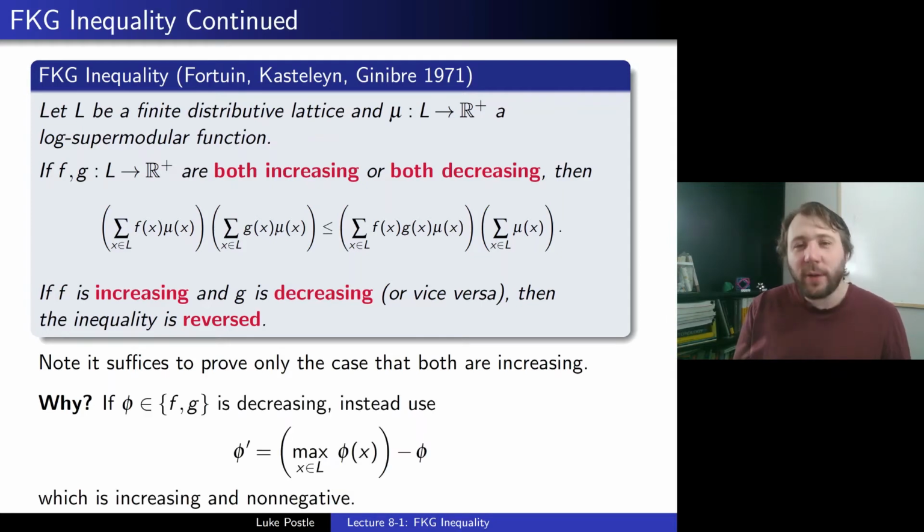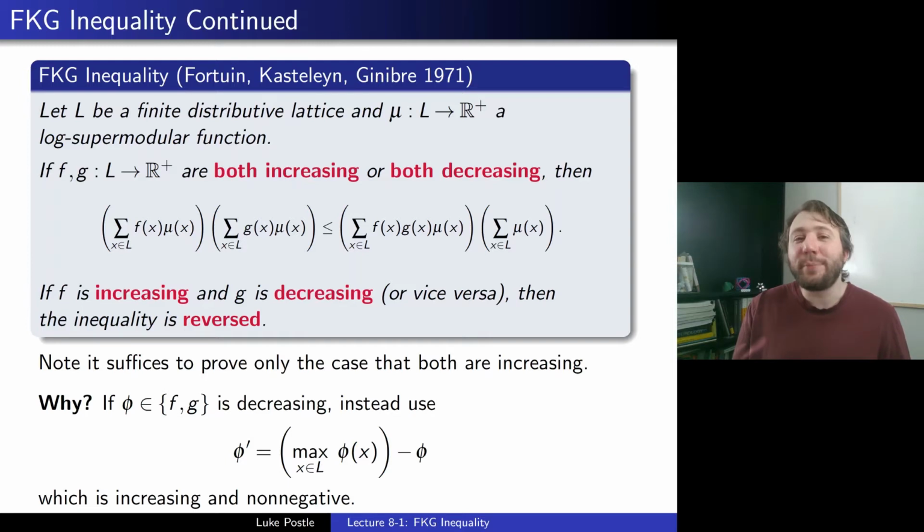Here's that trick. Well, if one of them was decreasing, or both, so if we have phi, what we instead use is we define phi prime, where I take the max over all the elements of the lattice of phi of x, minus phi. So I think of the negative from the max, so the distance from the max there. That will become an increasing function, as the max would just be a constant, and then we'd have a negative, so it flipped the sign, we get an increasing function, and because we shift by that max, we ensure it's non-negative.